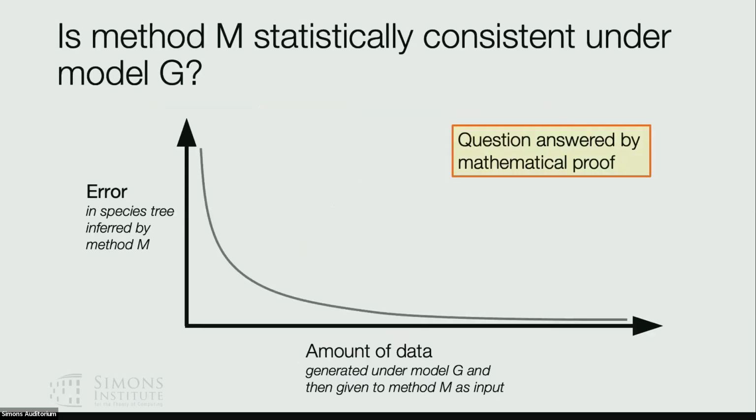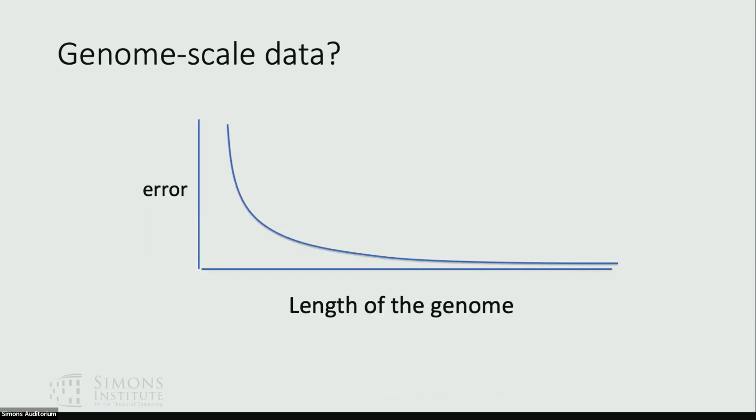So statistical consistency, a very basic concept, says that in a statistical estimation problem, if you can prove that your method will converge to the correct answer with probability going to 1 as your data goes to infinity, it's a statistically consistent estimator. So we want to know if our species tree methods are statistically consistent. What's going to infinity perhaps is the length of the genome. So the length of the genome goes to infinity. Can we prove that error will go to 0?